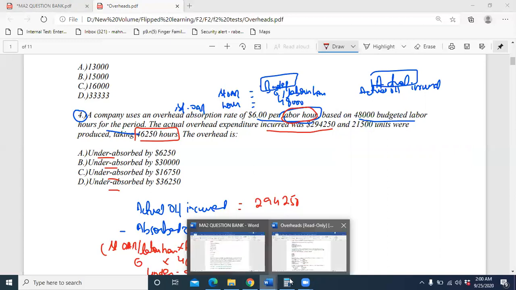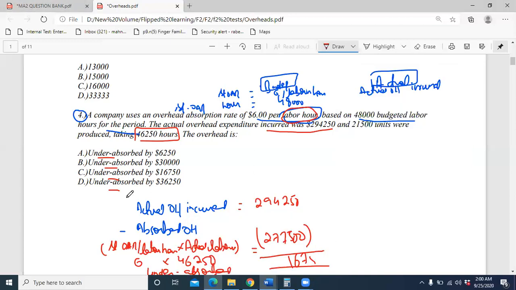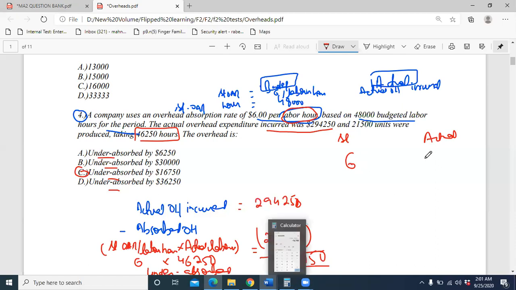And here's your answer, 16,750. That's your right answer. If you want to know, I absorbed on the basis of 6, actually charged less. What was the actual rate? That was the standard rate, right? 6. Actual would have been more. That's why it's under absorbed. Now calculate the actual rate.